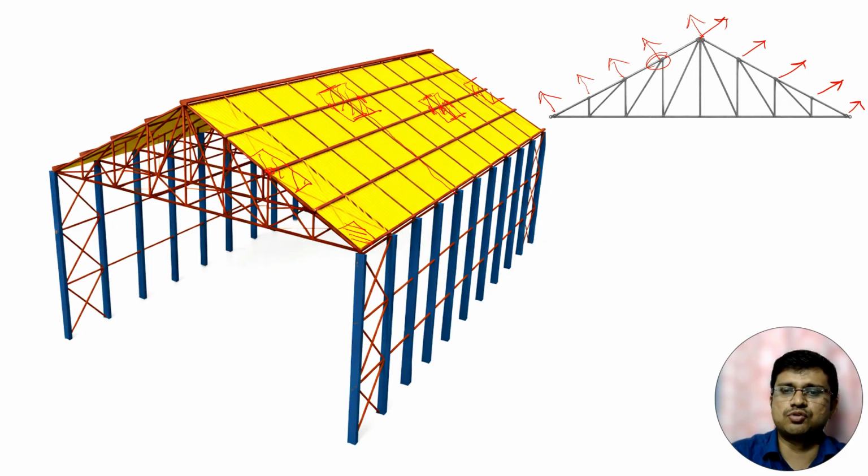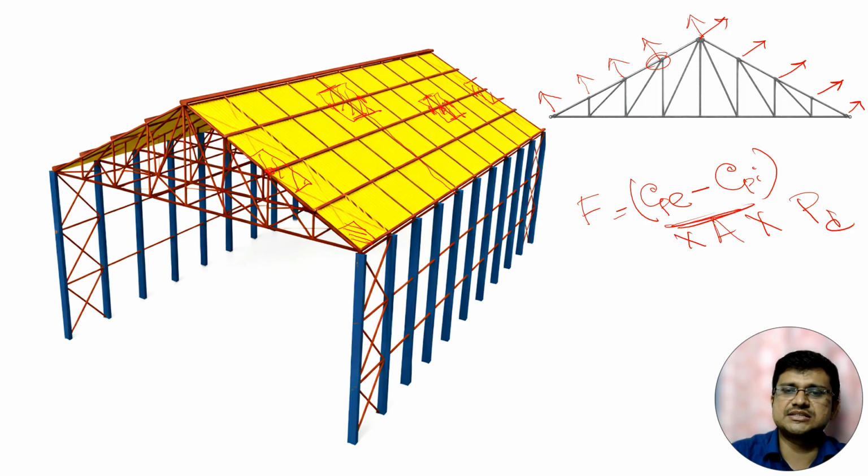And after we get the nodal positions, we use this equation: F equals (Cp minus Cpi) into area into Pd. If we know the Cp minus Cpi for different positions, I have already discussed how to calculate the Cp minus Cpi for different positions of a particular pitch roof. Then after we get the Cp minus Cpi value, we know the influence area. I have already mentioned how to calculate the influence area when we are calculating the nodal load.